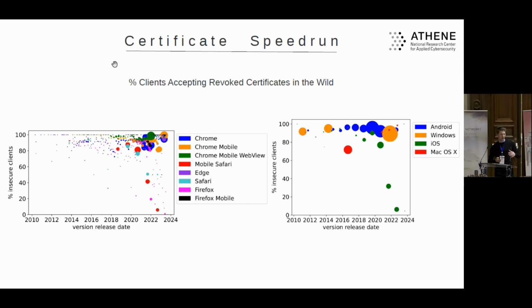We also looked at this over time. So here you can see the browser and OS versions based on release date, and we can see that there have been, in newer iOS versions on the right, and in newer Firefox and mobile Safari versions on the left, a decline in acceptance of revoked certificates, whereas on other platforms we don't see that. So these continue to accept revoked certificates.